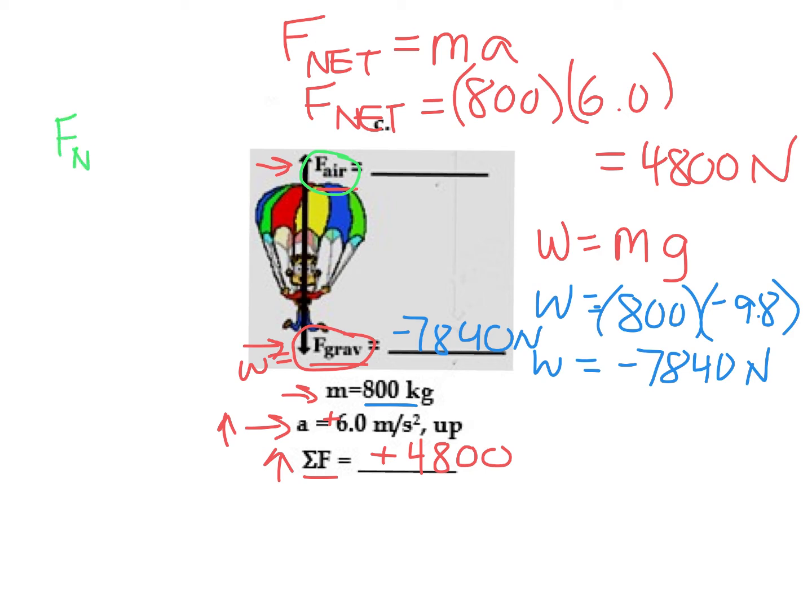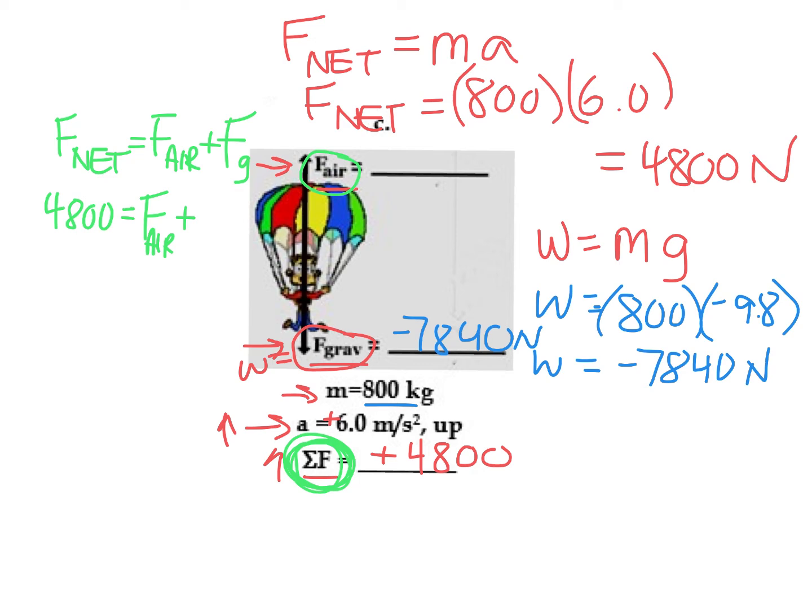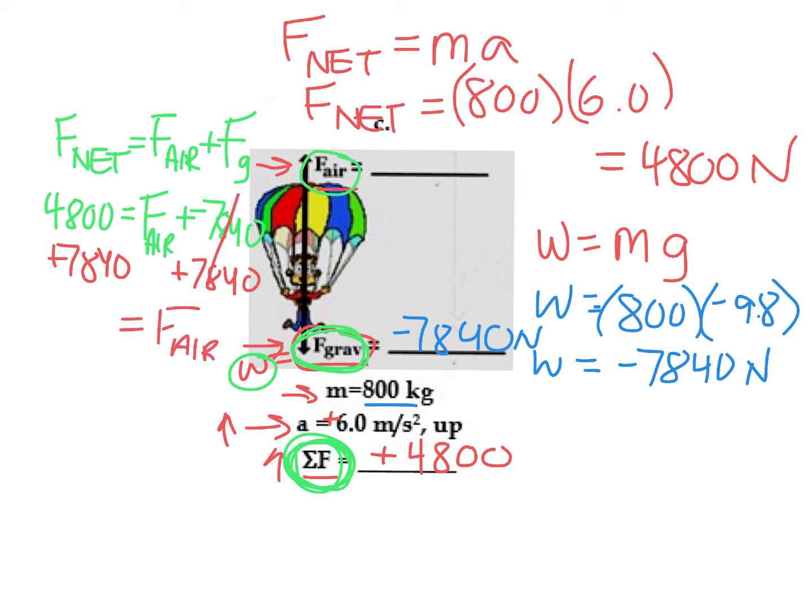The only thing I have to do now is figure out what my air resistance is. And to do that, remember that my net force is always just all my forces added up. So it's going to be my force of air resistance plus the force of gravity. I'll put G for that. Now, my net force I already know. It's positive 4,800. My air resistance I do not know. I want to solve for that, so I'm going to leave that as some type of variable. And then last but not least, my force of gravity, which is the same as weight, we solved for it, is a negative 7,840. Since it's addition, I'm just going to add 7,840 to both sides. That's going to cancel out, leaving me with my force of air resistance. And when I do 4,800 plus 7,840, I end up getting about 12,640 newtons for my object.